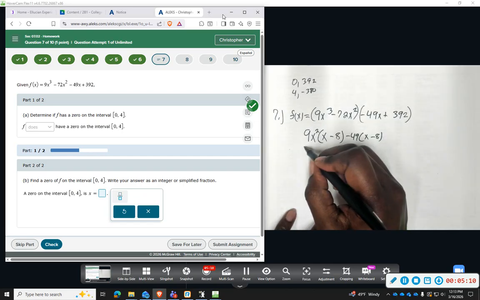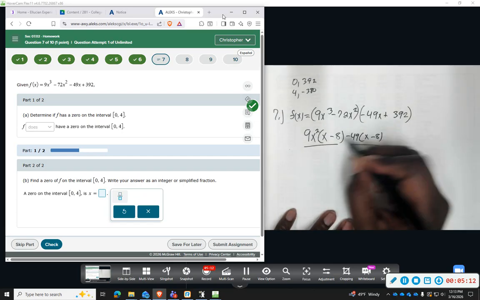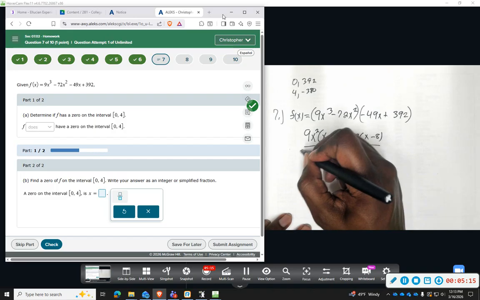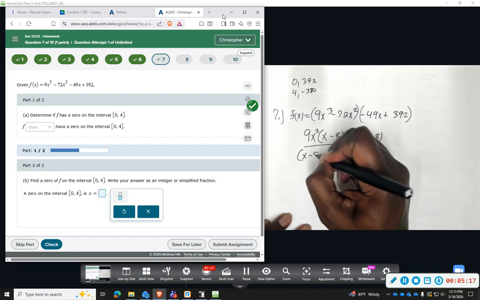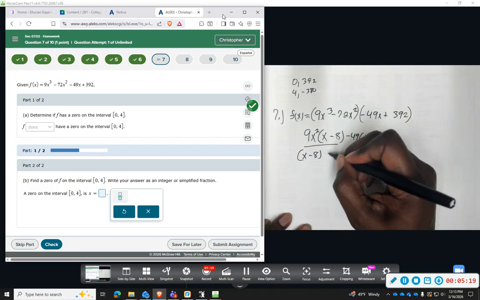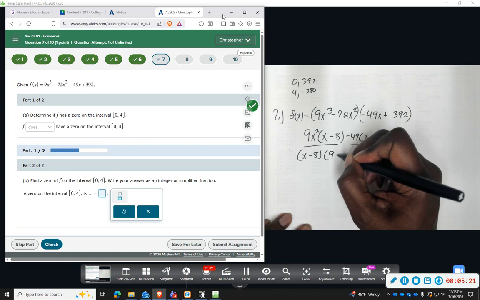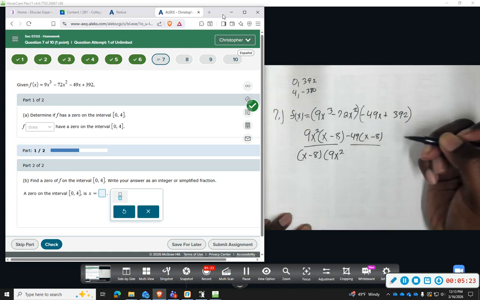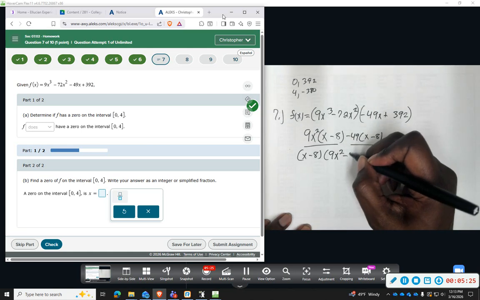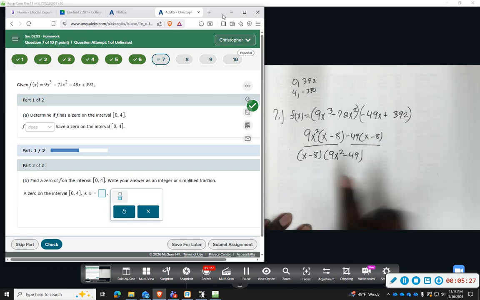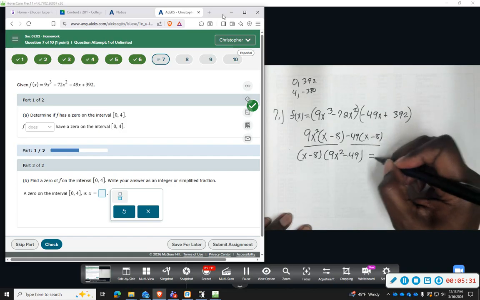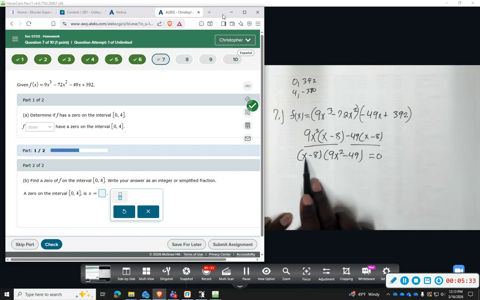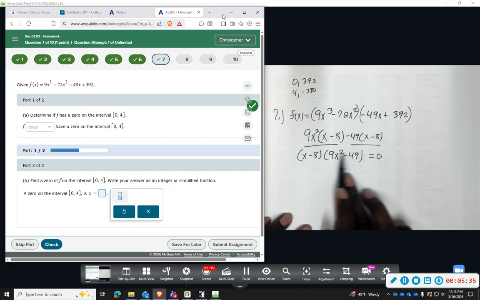All right, factor by grouping this term and this term. They both have the x minus 8 in common. So we're going to pull out the x minus 8 from both, and then what we have left is the 9x squared, and then the minus 49. Okay, so setting each term equal to 0 is going to help me find the 0. Now, this is going to give me 8. That's not the one I'm concerned with. This is probably the one I'm looking for.